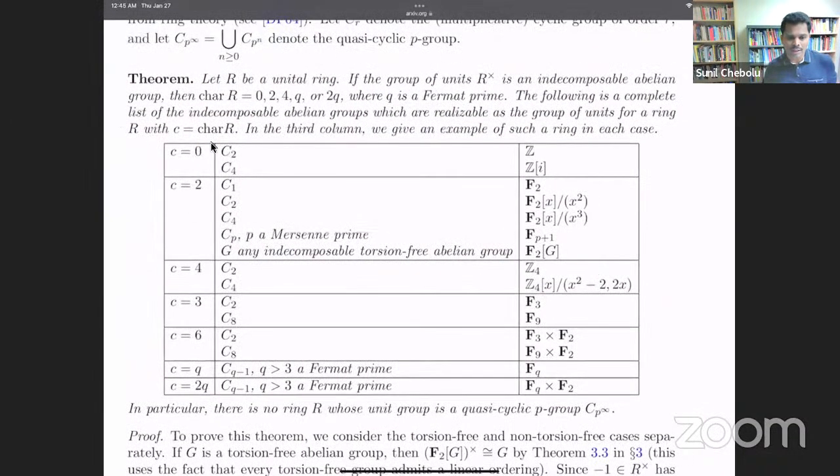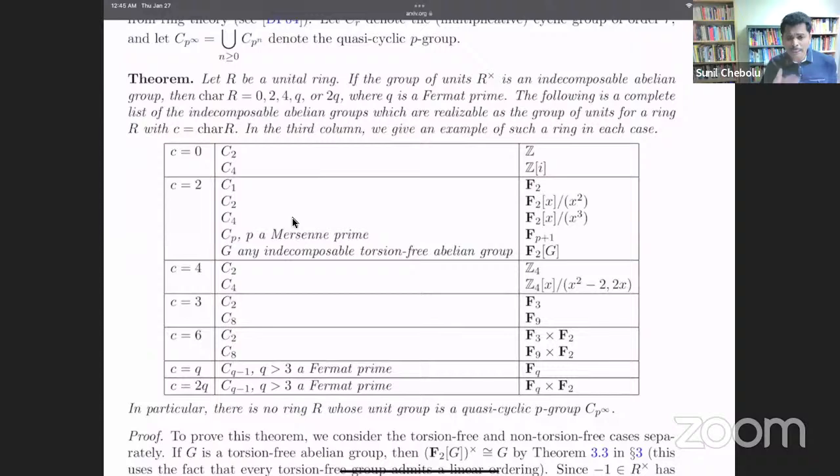Basically what I listed is the union of all these groups, but the more refined version is if you have a ring whose unit group is indecomposable, then first and foremost, the characteristic of that ring has to be 0, 2, 4, 3, 6, Q or 2 times Q, where Q is a Fermat prime. And moreover, in each characteristic, these are the groups which are realizable. And in the third column, we give an example of a ring that realizes that group in that characteristic.